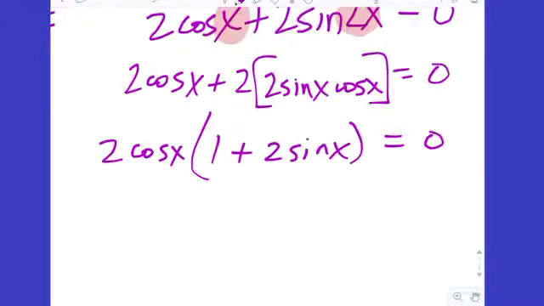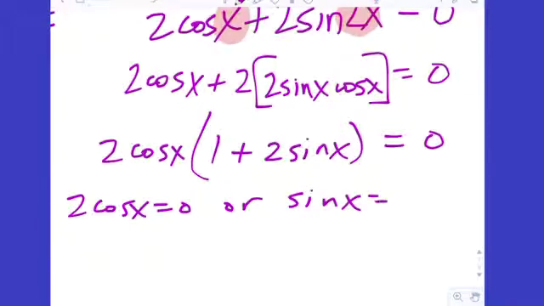All right, now we set them both equal to 0. So 2 cosine of x equals 0, or sine of x equals negative 1/2. Can you do it like that? Sure. Set it equal to 0 and solve for sine of x in your head if you want to.